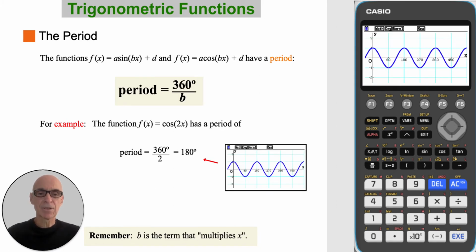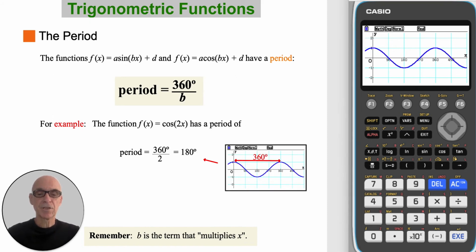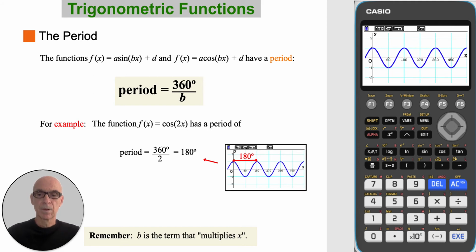Sine and cosine functions have a period that is equal to 360 divided by b. For example, the function cos 2x has a period of 180 degrees, since b is equal to 2. 360 degrees divided by 2 is equal to 180 degrees. Remember, b is the term which multiplies x.